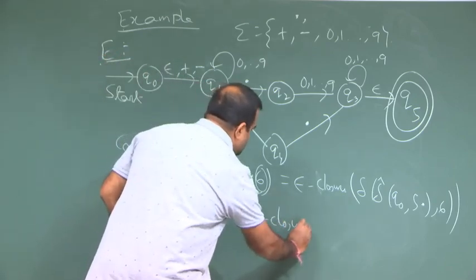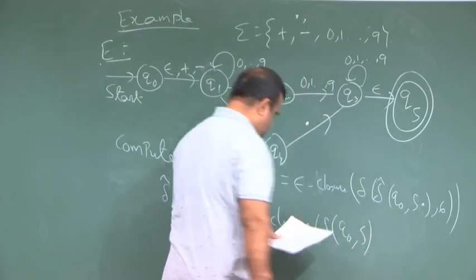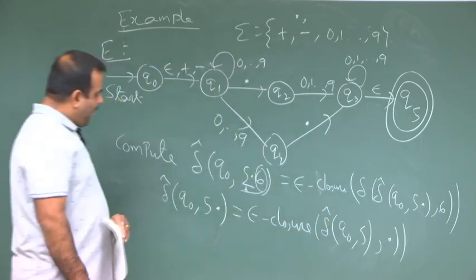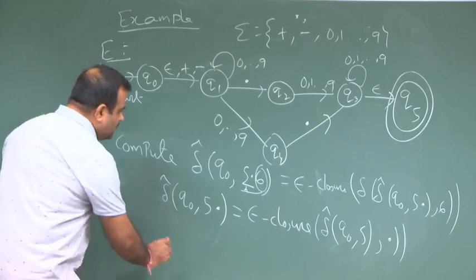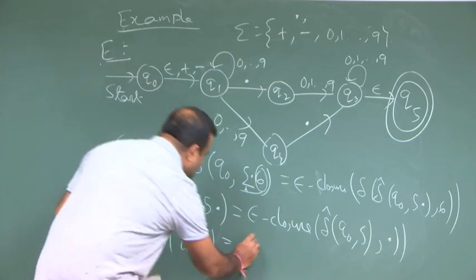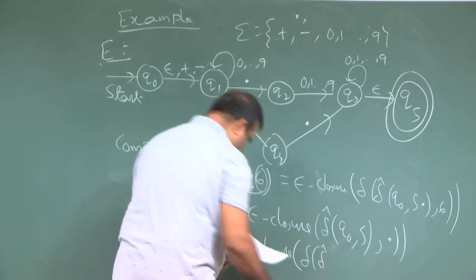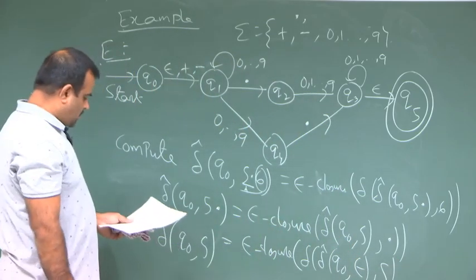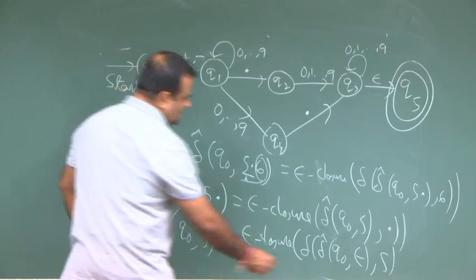Epsilon closure of delta of, this is a set, delta hat of q0, 5 comma dot. Now again to find this delta hat, note that delta hat involves the epsilon move also. So delta hat of q0, 5 is nothing but the epsilon closure of delta of delta hat of q0, epsilon comma 5. Now we can get this, this is the epsilon closure of q0.